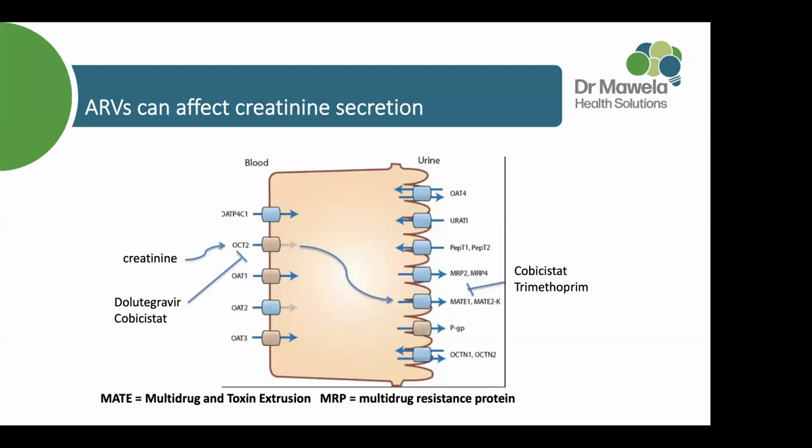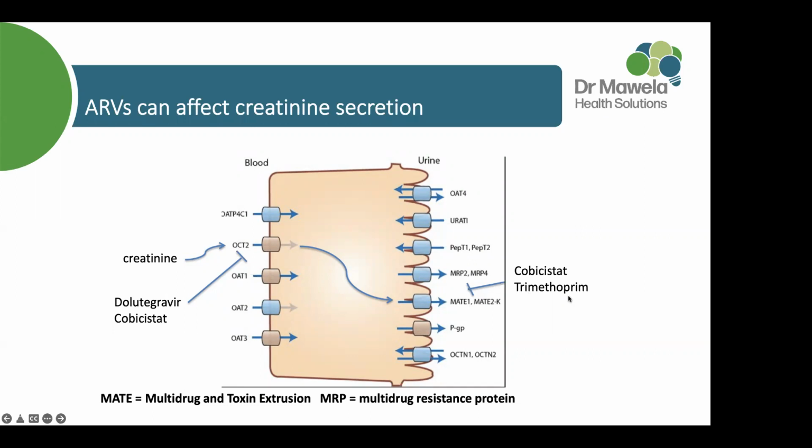and sometimes the same TAF, for you to get a better effect for TAF, it needs to be boosted. So yes, TAF might have a lesser risk for renal toxicity, but because you sometimes want to boost it with cobicistat, which can then potentiate toxicity, because it would also block your OCT2 receptors or transporters right there, right?